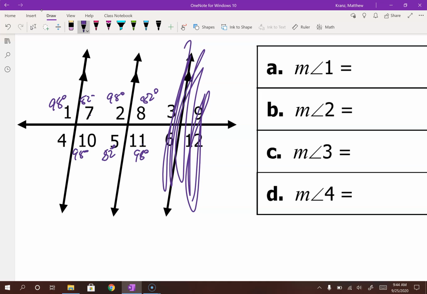But 7 and 2 are same side interior and they're supplementary. Or 7 and 10 are linear pairs and they're supplementary. And this is going to be 82 for all the same reasons.